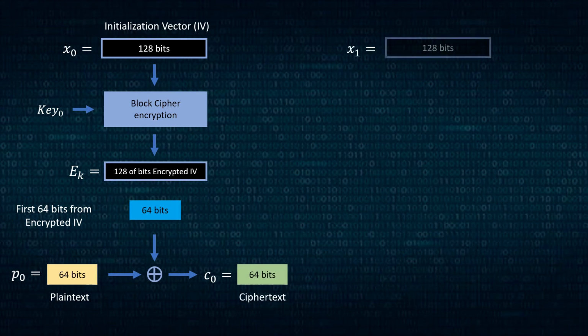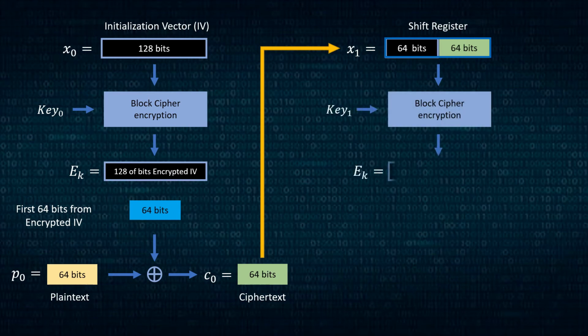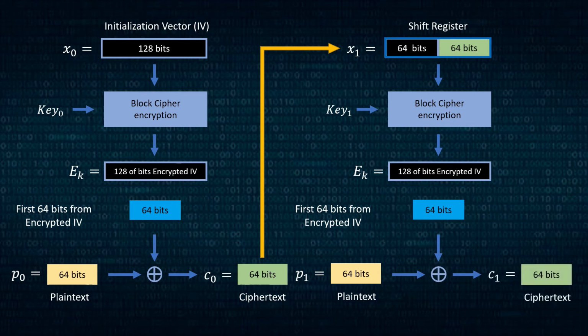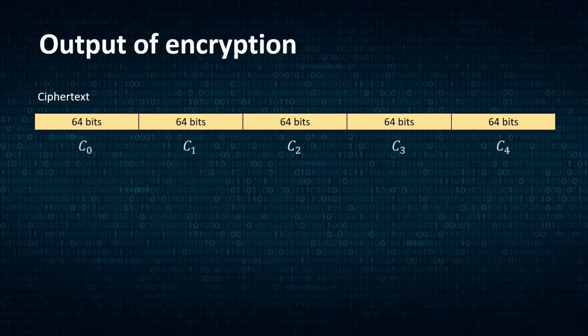We continue with the second cycle. We discard the first 64 bits from the previous IV and concatenate with the ciphertext generated in the previous cycle to form the new shift register. Next we perform the same process with key 1 and the second block of plaintext P1, and produce the second block of ciphertext C1. The process continues until P4. Now we have 5 blocks of ciphertext. The only thing we need to do is concatenate the ciphertext blocks to get the ciphertext.